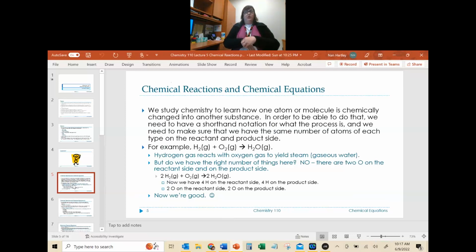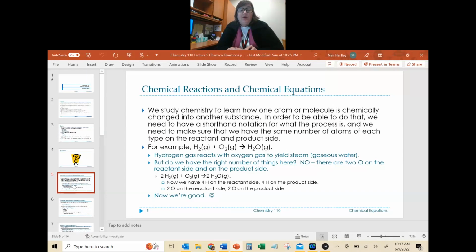Now, when we get to nuclear reactions, we're going to be converting particles from one type to another type. That's a little bit different. That's nuclear chemistry. But in general chemistry, we do not create or destroy mass. We do not convert things from one type of atom to another type of atom. We're just going to rearrange the atoms that we have.